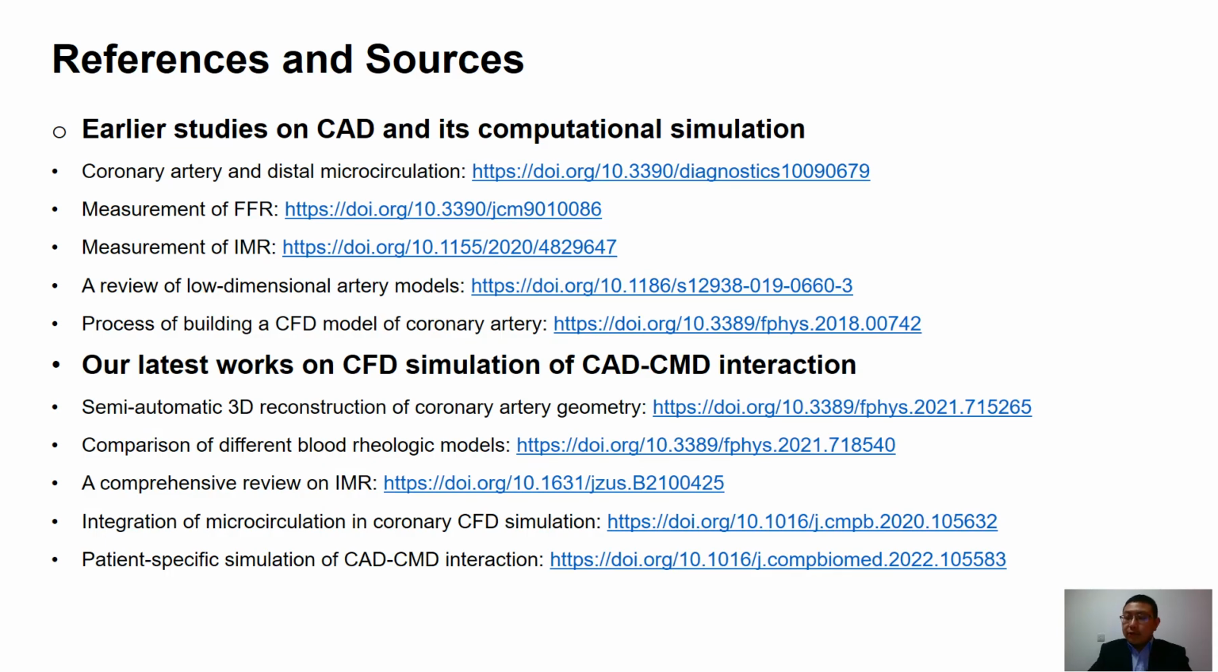Here are some references for your information, including the clinical background of coronary circulation, coronary artery disease, and its computational simulation. Also, I would like to share my latest studies on the CFD simulation of coronary circulation, which have been mentioned in the earlier slides.